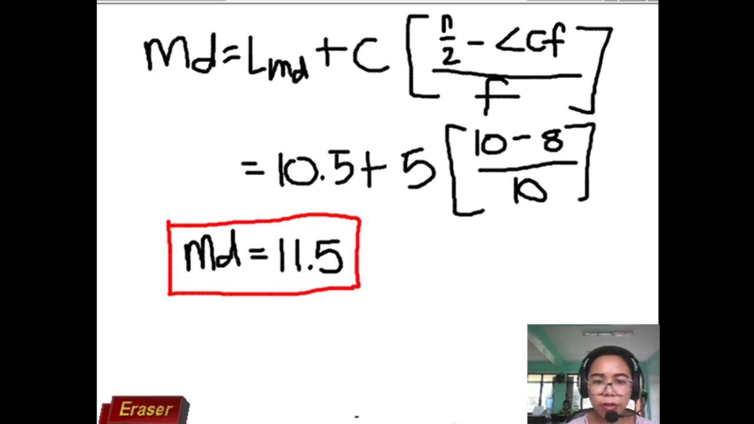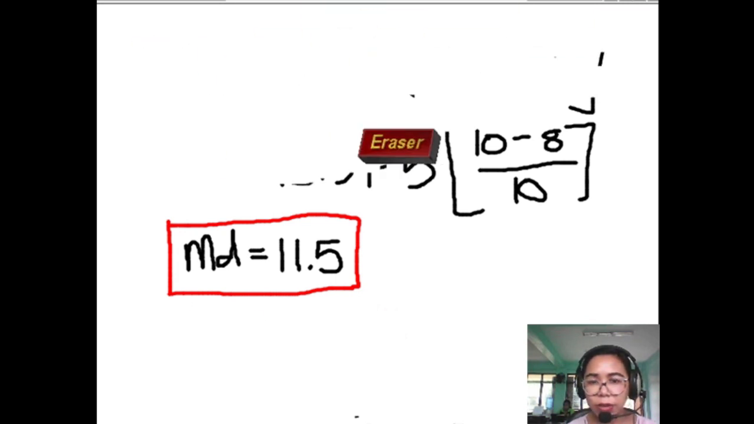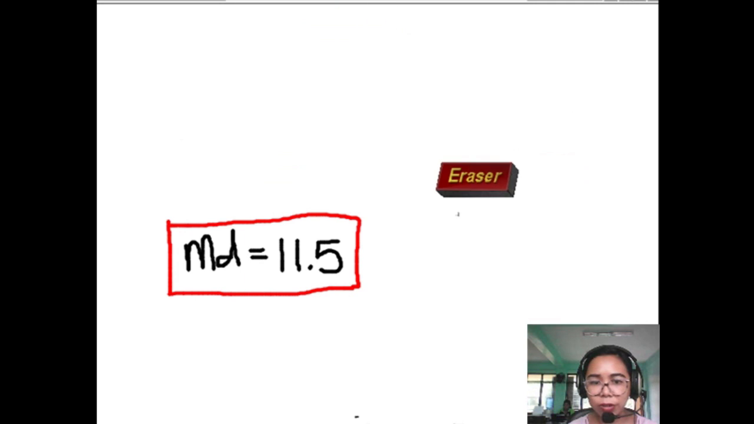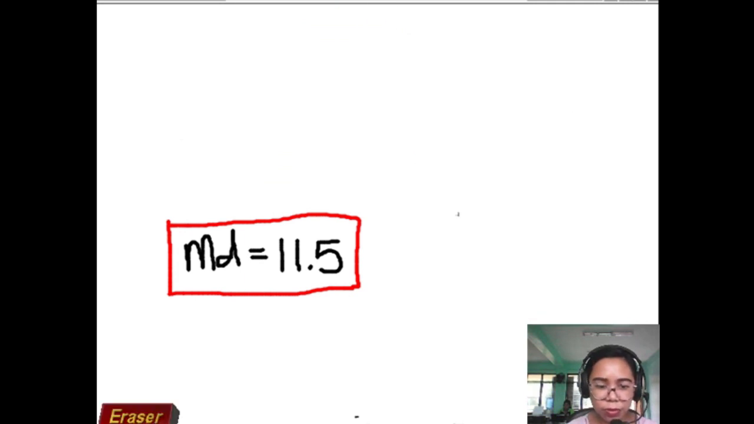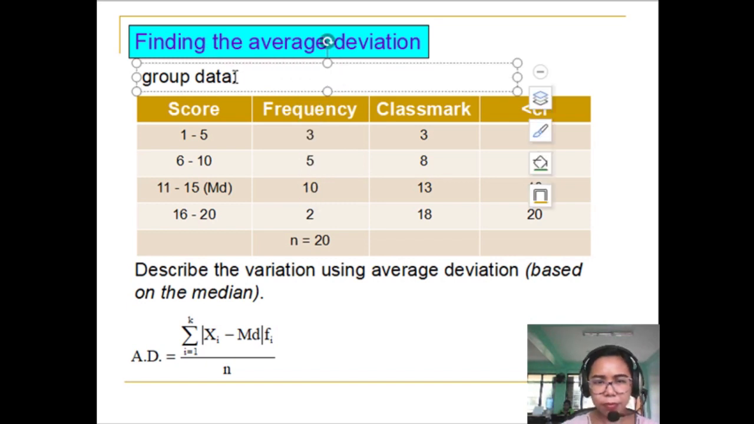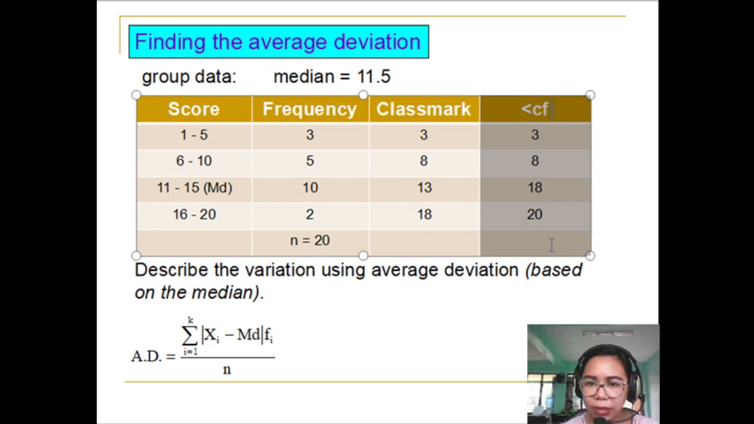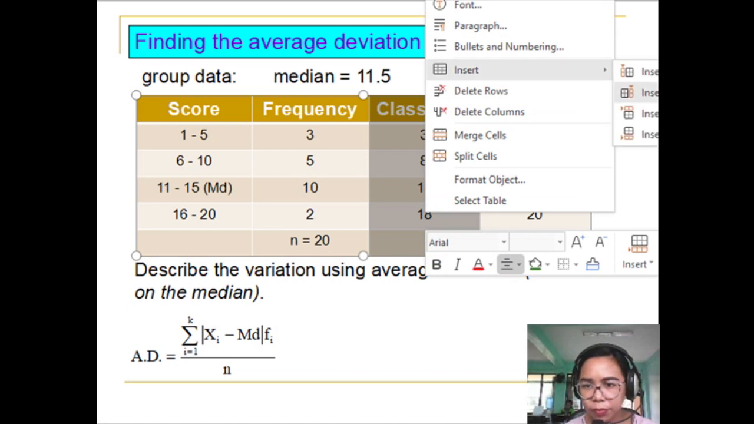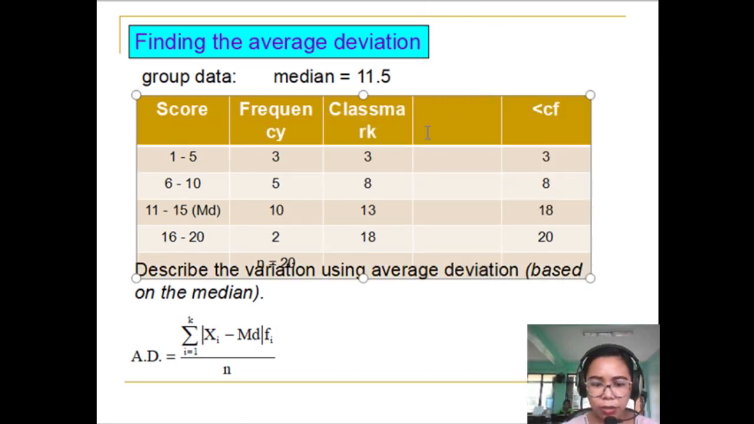Okay, so take note of that. We will write it here. We will use that one in calculating the average deviation. So we have here 11.5. Median is 11.5. Okay, we will add another column for class mark minus the median.